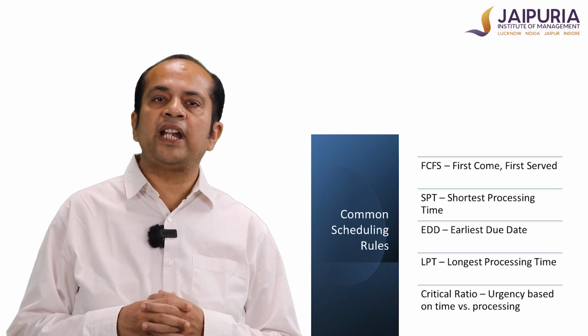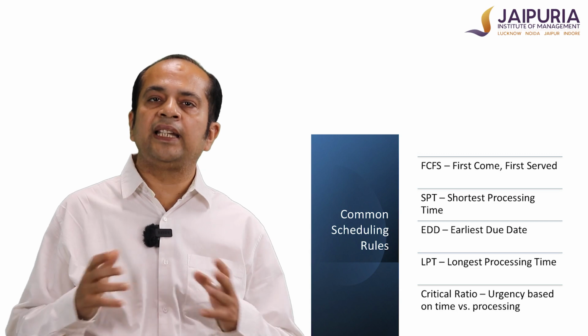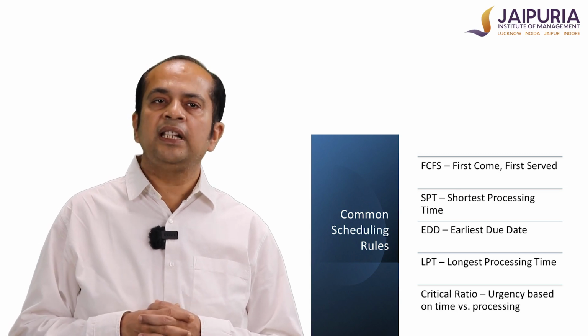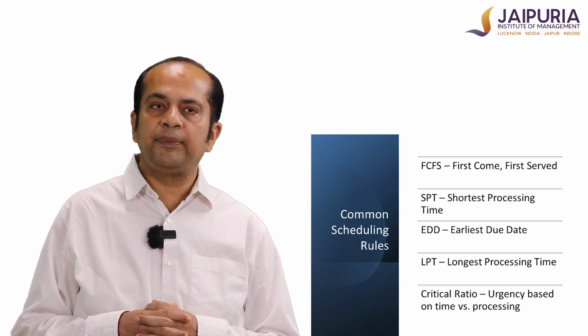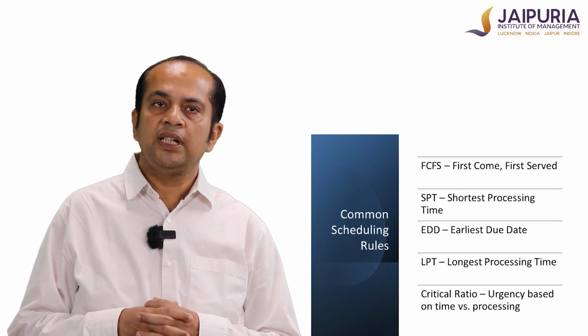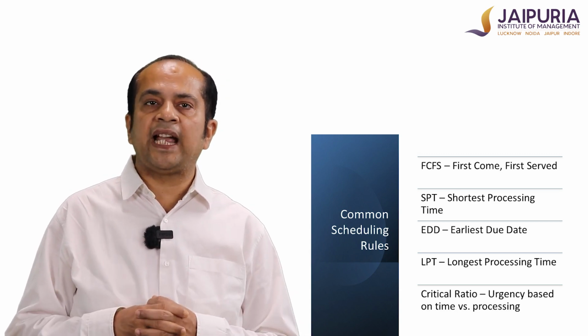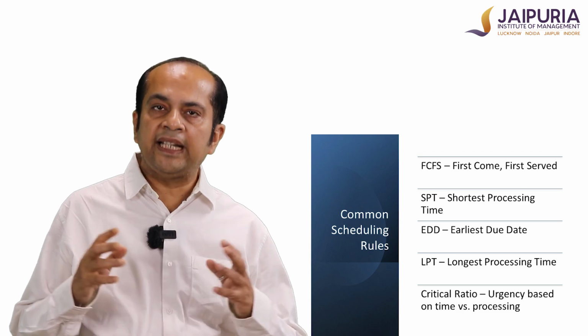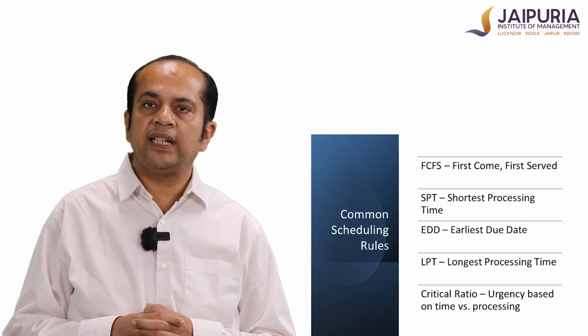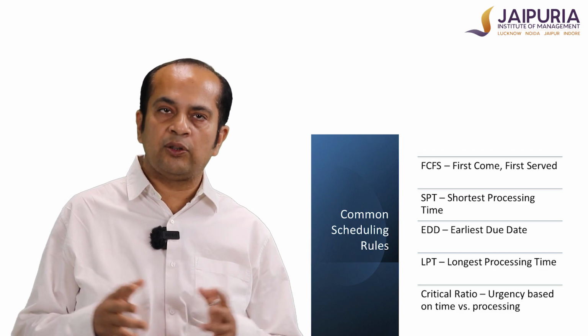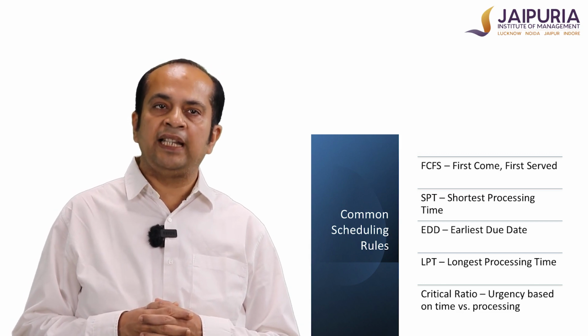In the earliest due date criteria, jobs with the nearest deadlines are completed first. This helps in meeting the delivery dates of the customers. Talking about the longest processing time, jobs needing the most time are scheduled first. It can help to balance the workload and avoid machine idleness.